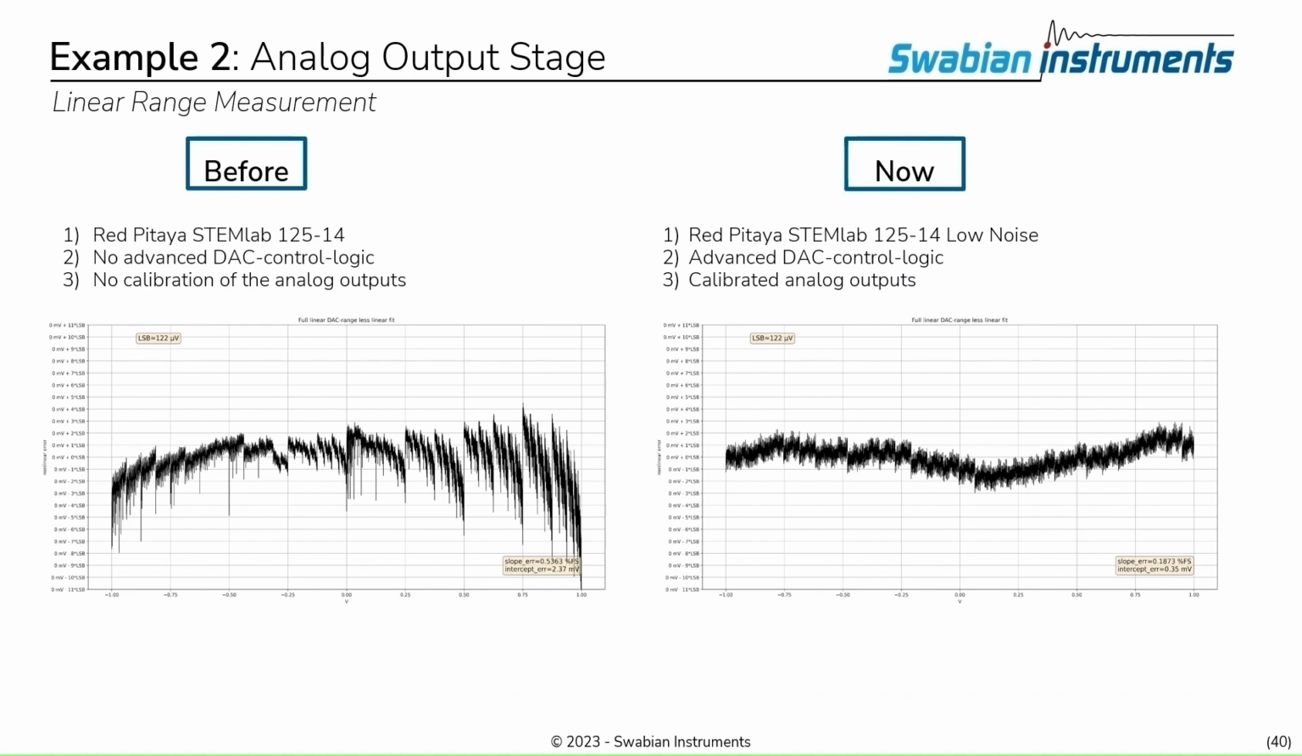Here you can see how our solution improved final performance. The plots show the nonlinear error of the full measured analog output range. Therefore, we calculated the linear range less its linear fit. The nonlinear error is shown in the unit of the least significant bit, which is roughly 122 microvolt. As you can see, the basic board without advanced control logic shows a maximum deviation of +5 minus 12 LSB, whereas the nonlinear error decreases to plus minus 2 LSB with our modification in the control logic and by using the Red Pitaya STEMLab Low Noise.